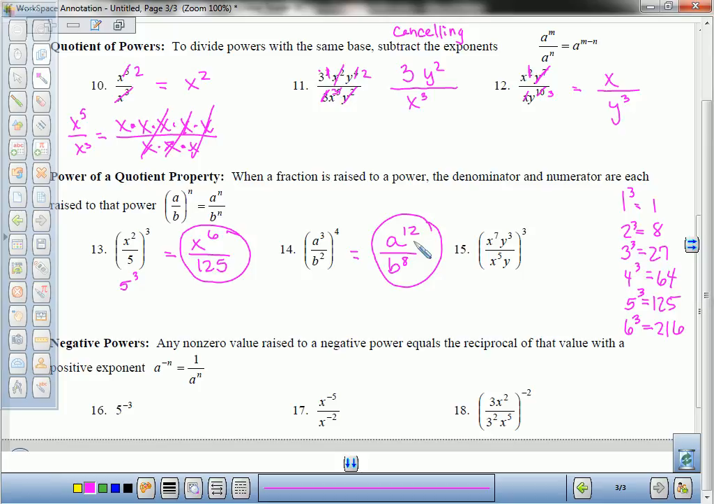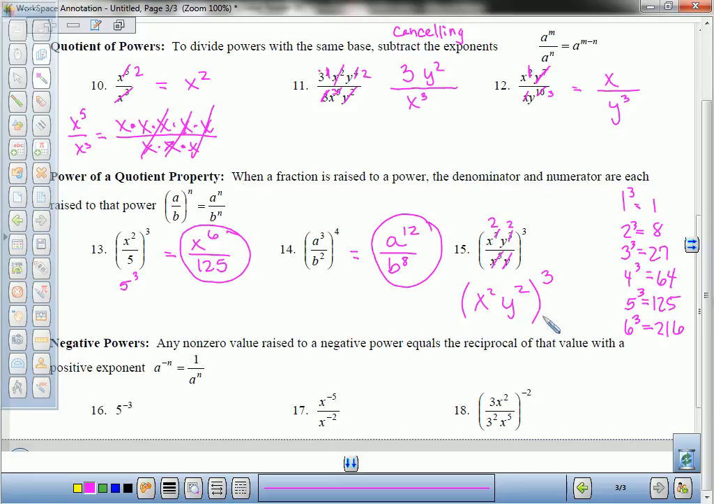Now the third one's more interesting. When I work a problem and it's got a lot of stuff going on, like number 15 does, I always try to make the inside as simple as possible before I deal with any exponents on the outside. And this does simplify. Do we see that 5 of these will cancel with 5 of those and leave us how many? 2. So we got an x squared. And then this one will cancel with 1 of those and leave me 2. So really, that quotient simplifies to just x squared times y squared.